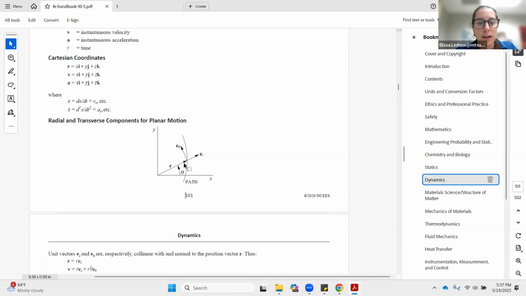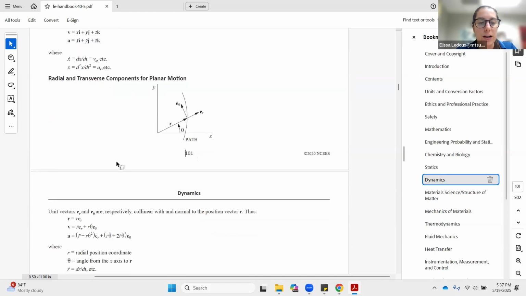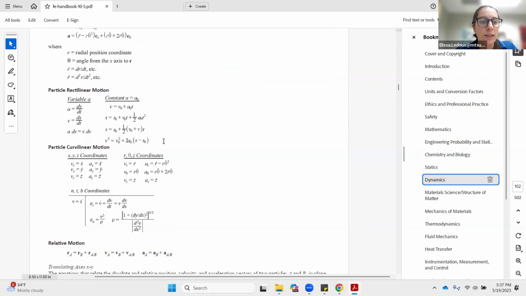Radial and transverse, so you can have the u_r and the u_theta, as we've learned about in class. Here they're called e_r and e_theta, but it's basically just a unit vector for direction. The rectilinear motion formulas, so constant acceleration, this is used for projectile motion in the y direction, where instead of a, you would have g for gravity. And then curvilinear motion, you can do this in x-y coordinates, or you can do this in r-theta coordinates. So cylindrical coordinates or polar here versus Cartesian. NTB, not used too much. This is normal tangential.